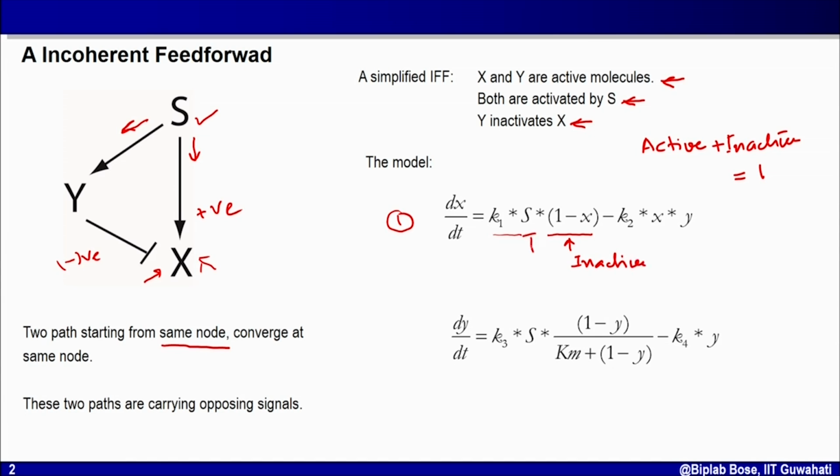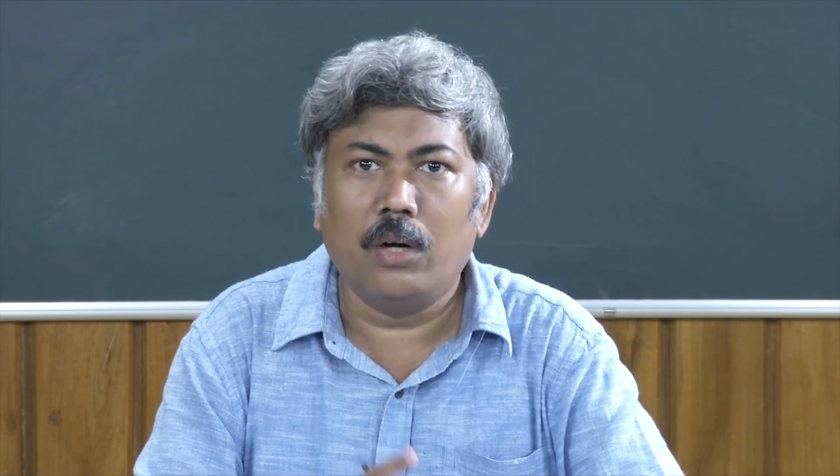S is the input signal. S works on inactive x to give rise to active x, that is represented by x. And the last thing in my ODE is k2 into x into y, that is degradation or inactivation. So y is either promoting degradation of active x or promoting inactivation of x. So that is my first ODE.